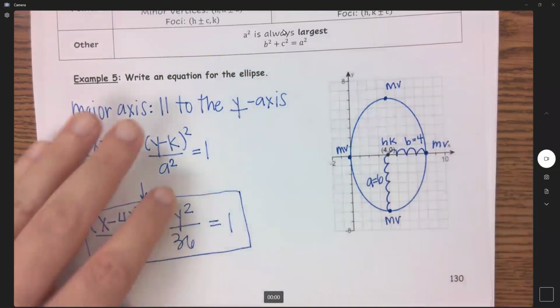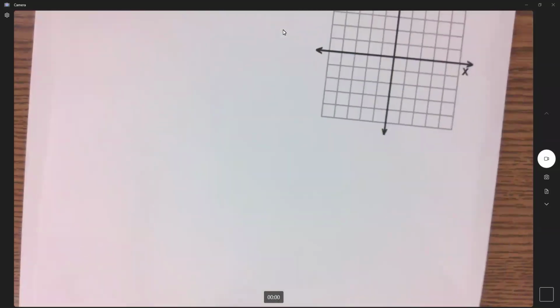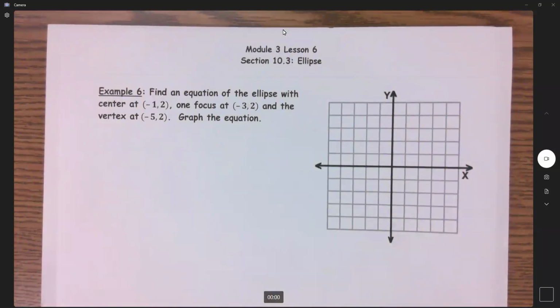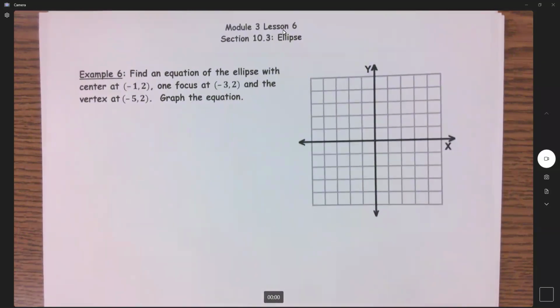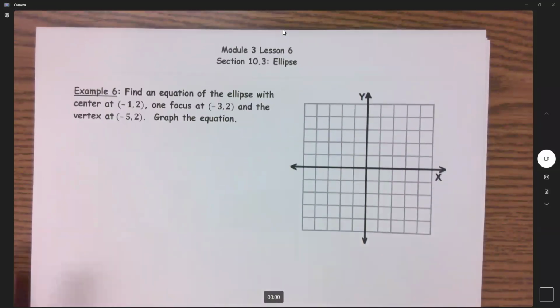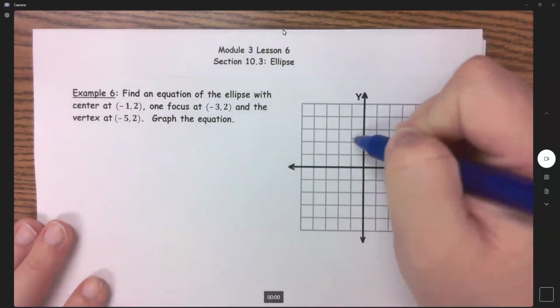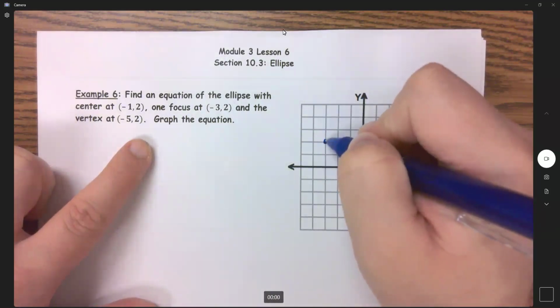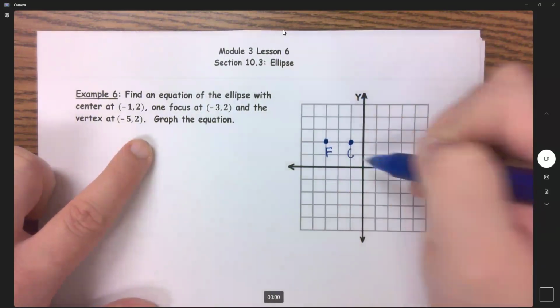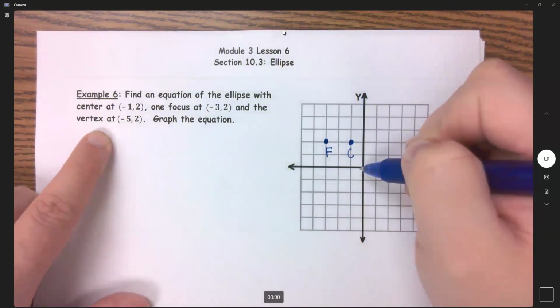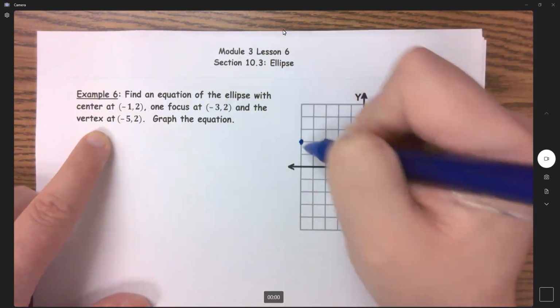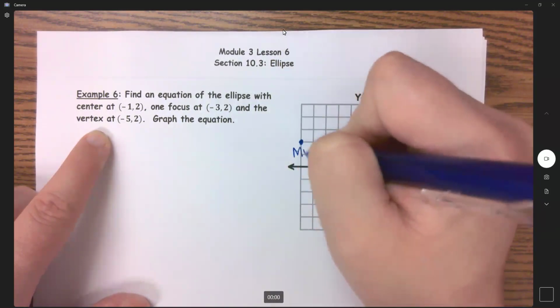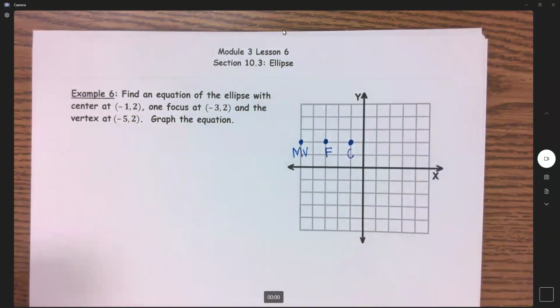Okay, let's continue on to the next page. Number 6, we need to find the equation of an ellipse that is, and I'm going to plot these as I read them, that is centered at -1, 2, one focus at -3, 2, and a vertex, talking about major, at -5, 2. So we need to find this equation and then we will graph it.